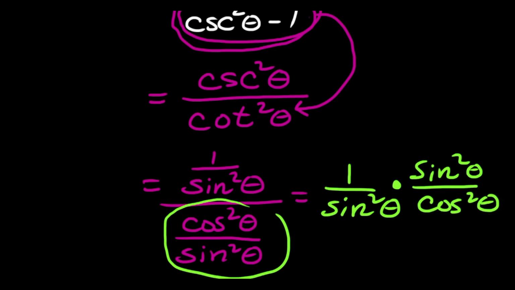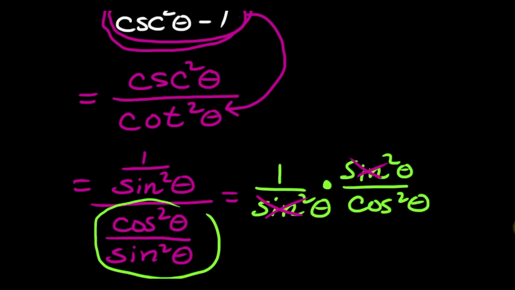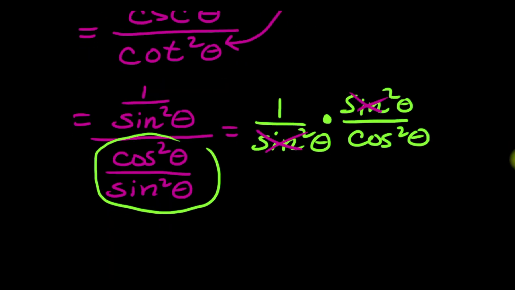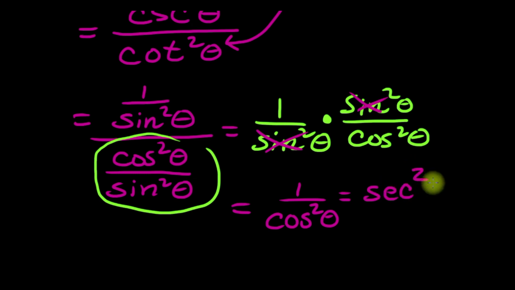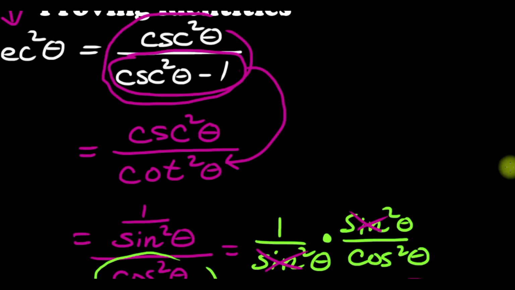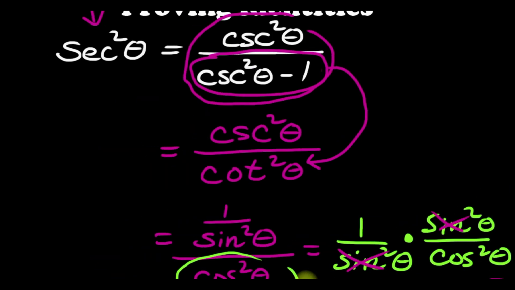Okay, so multiplying, you're going to be able to cross cancel sine square. So you end up with 1 over cosine square. And what is 1 over cosine square? Well, 1 over cosine square is the same as secant square, using the reciprocal identity. And then if you look on the left-hand side of the equal sign, right here, you have secant square. All right, so they're the same.